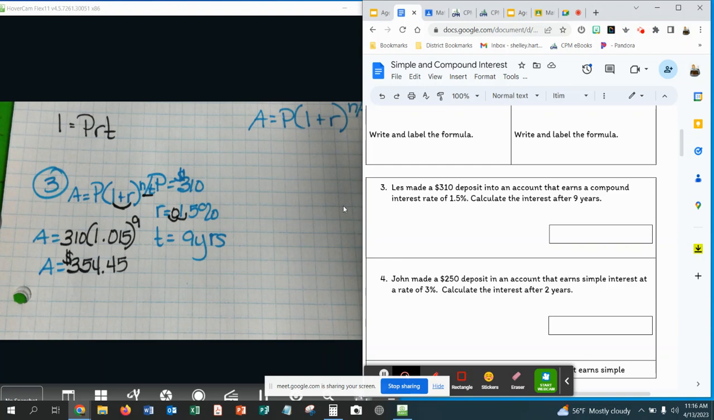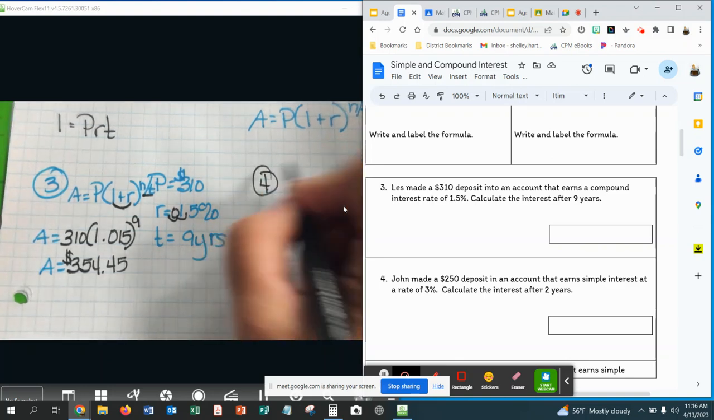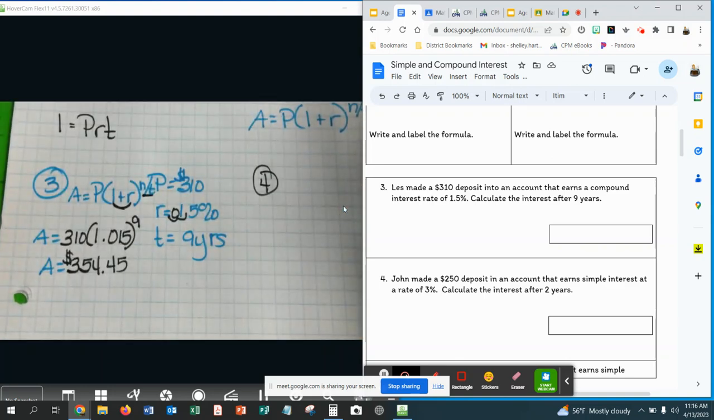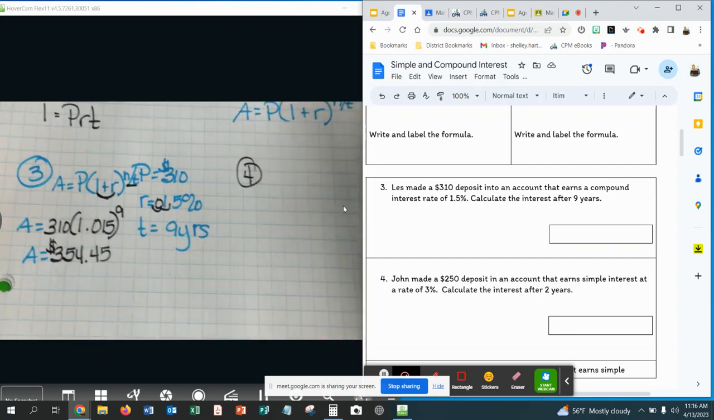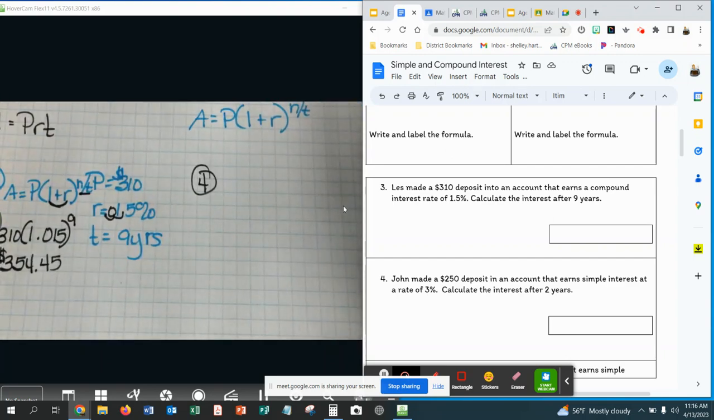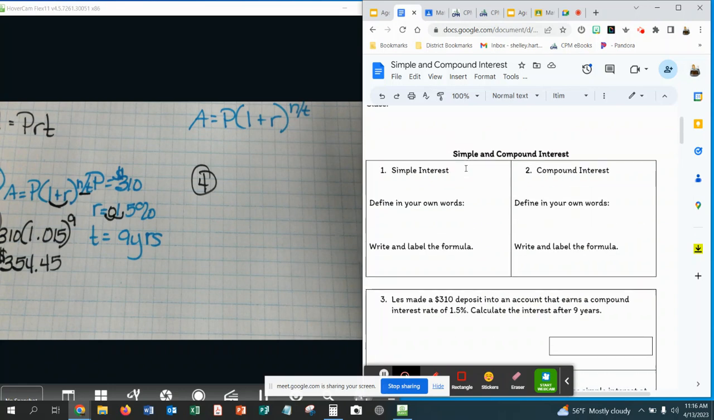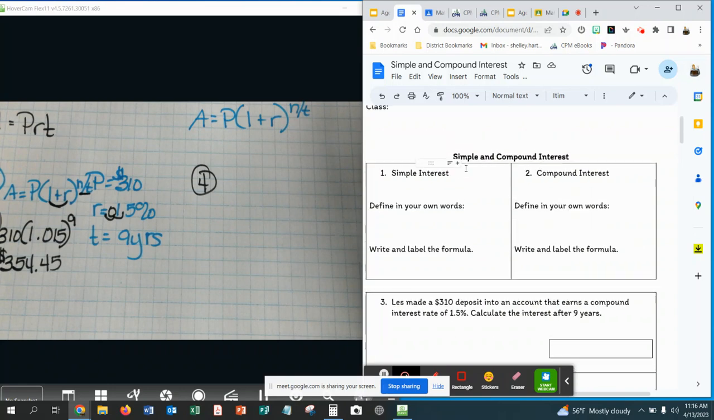Questions for me? No questions? Okay. Let's do 4 together. We just did 1 and 2. 1 and 2 is basically simple and compound interest. Define it in your own words. Write and label the formula. Cool.